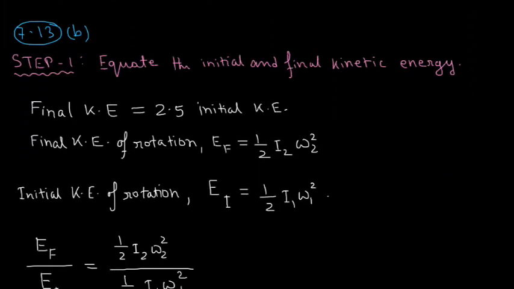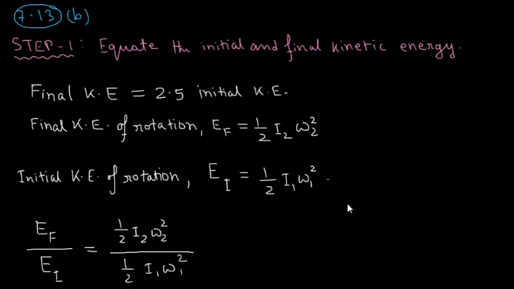Let us see the B part, 7.13 B part. Step 1 is equate the initial and final kinetic energy. First we have to find the initial and final kinetic energy. Final kinetic energy of rotation EF is equal to half I2 omega 2 square. Initial kinetic energy of rotation EI is equal to half I1 omega 1 square.